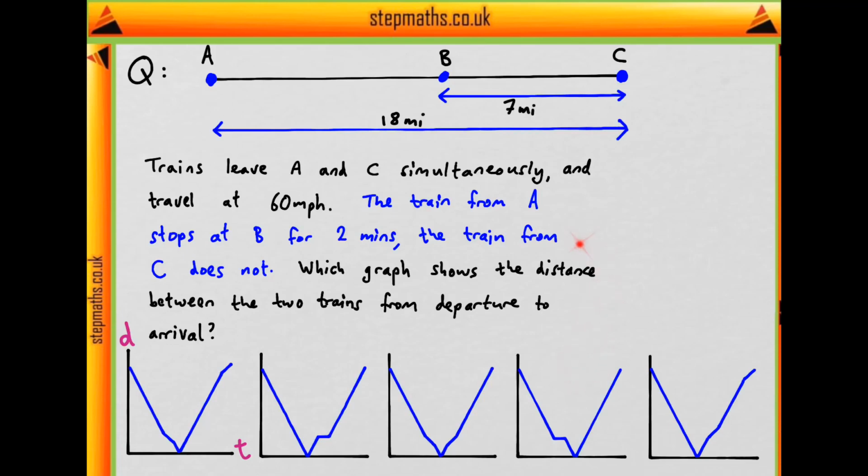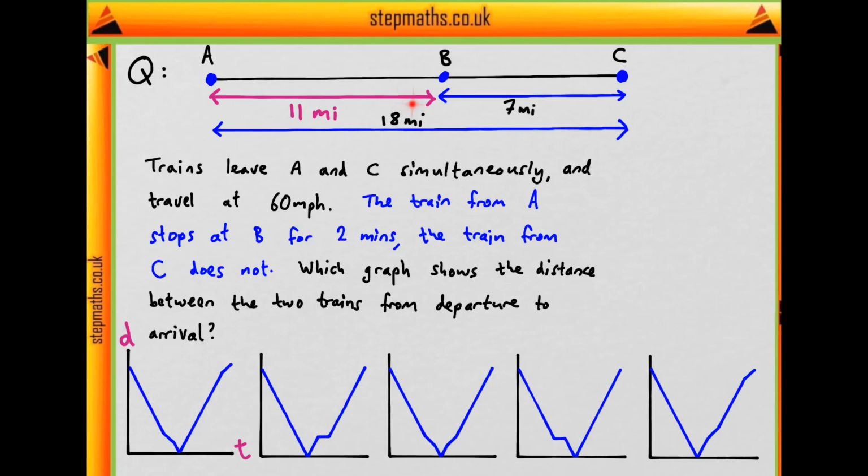So how do we work out which graph shows our journey? Well, let's fill in the rest of this diagram. So what's the distance from A to B? So 18 miles minus 7 miles is 11 miles. And so what's going to happen at the start of the journey? We know both trains are going at 60 miles an hour, one going from A towards B, one going from C towards B. And so at the start, they're going to be going at a constant speed towards each other, and so the distance is going to go down at a constant rate.